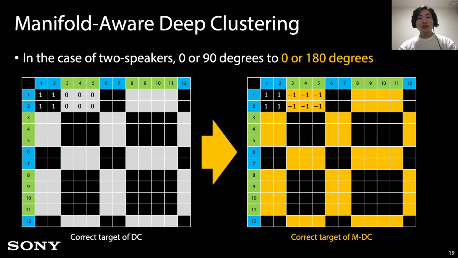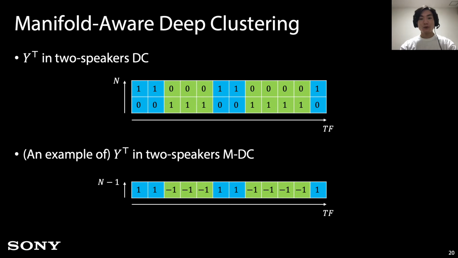As we change the target angle in the embedding space, the matrix for the supervised training also changes. Since the cosine of 180 degrees is negative 1, the correct target matrix of MDC comes to be like this. 0 is replaced by negative 1. As mentioned before, we need the transpose of matrix Y or Y itself for faster computation. In two speakers MDC, the transpose of matrix Y is given below, though this is just an example and there exist many other representation forms.